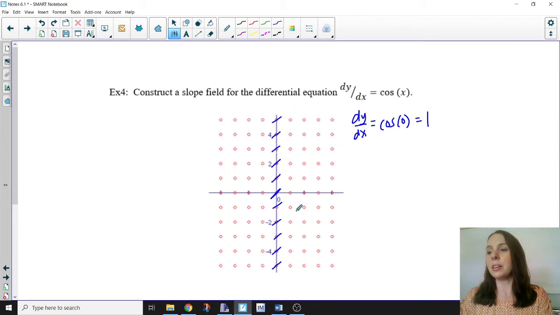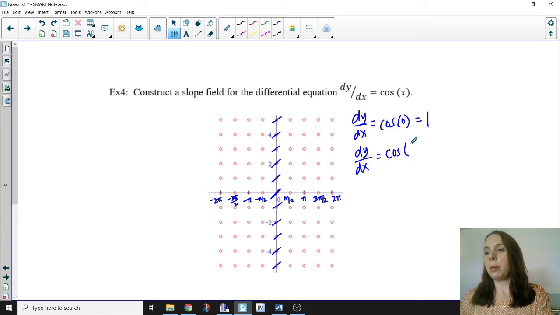Let's call this column pi over 2. Let's scale our axis like this: pi over 2, pi, 3 pi over 2, 2 pi. And then negative pi over 2, negative pi, negative 3 pi over 2, negative 2 pi. Okay, so for the next x coordinate, we need cosine of pi over 2. And that could go for any of these points because they all have the same x coordinate of pi over 2. What's that? That's 0, right?